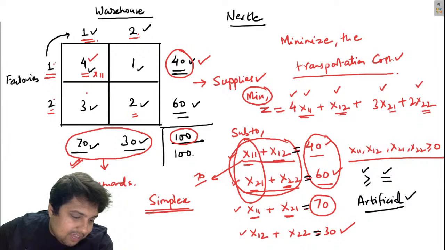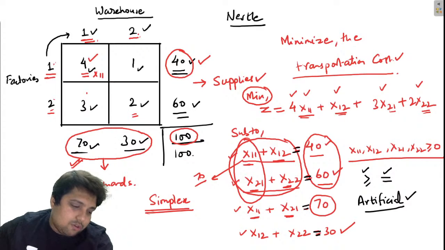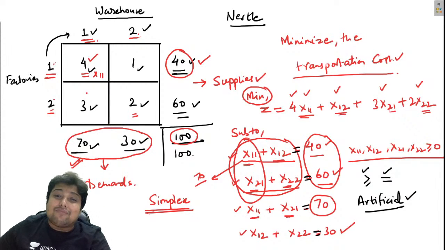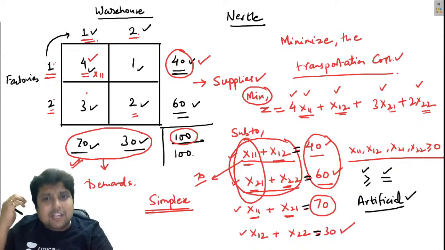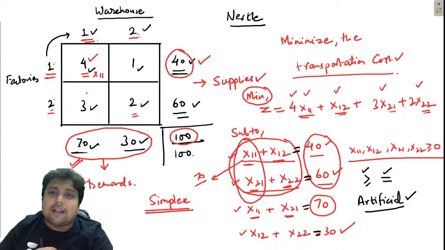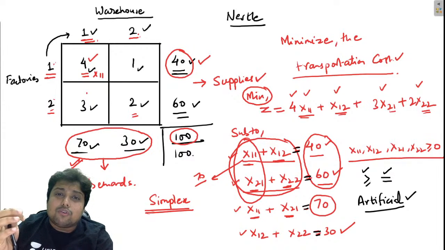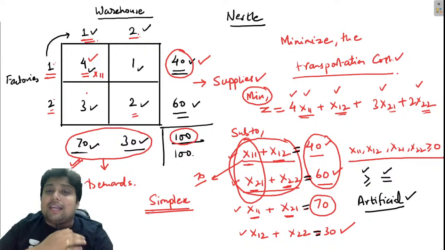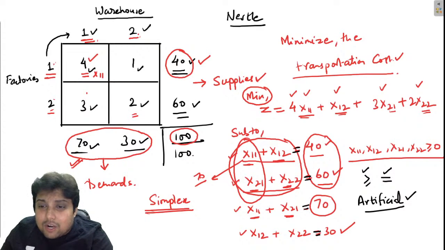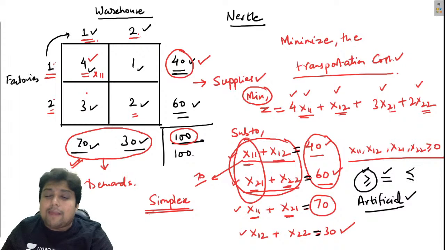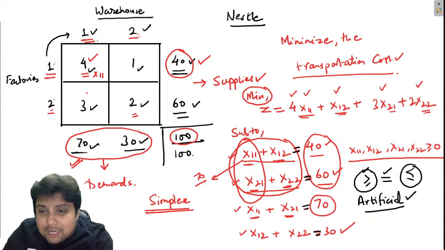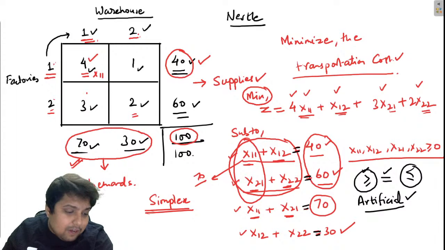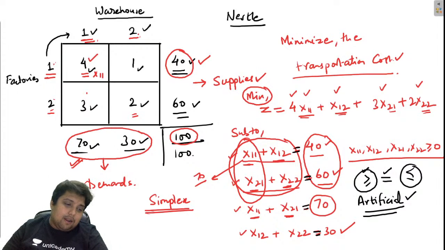Kasif Sheikh is saying slack variables will be introduced. No Kasif, slack variables will not be introduced. You are making a mistake, my friend. Slack variables are introduced whenever there is an inequality constraint, a less than or equal to type constraint. But whenever there is an equal to type constraint, we will be adding an artificial variable.